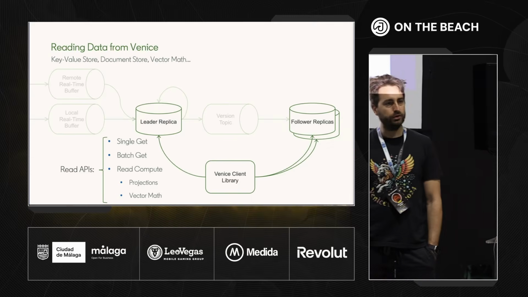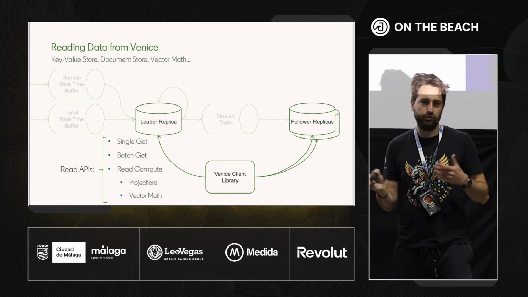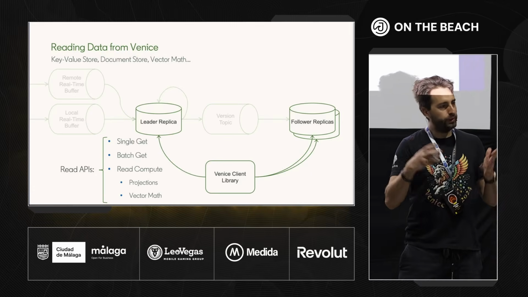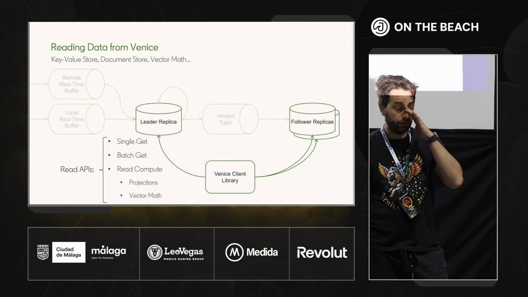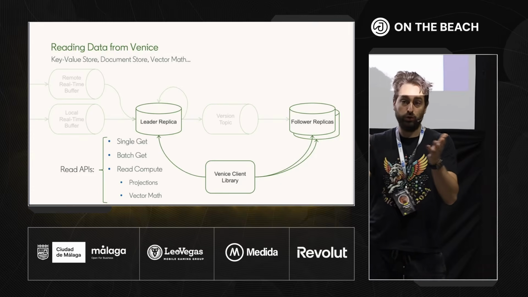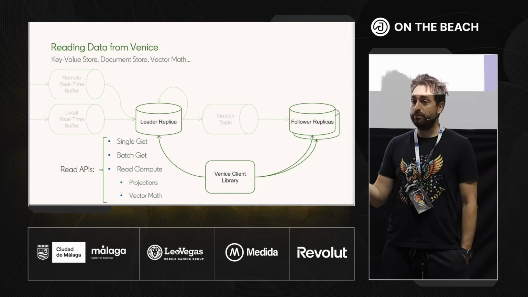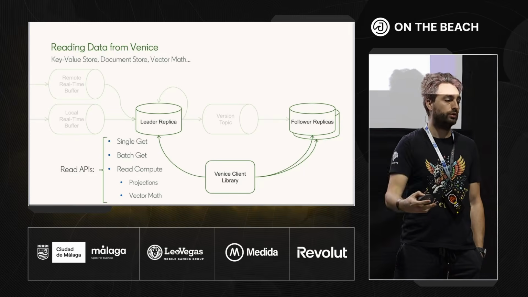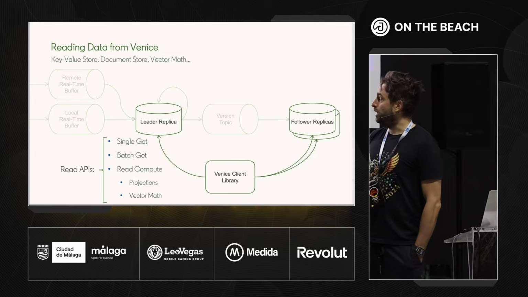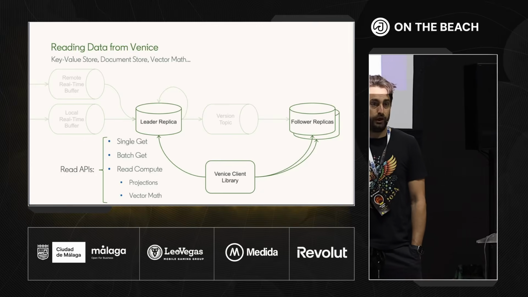The APIs that we support are a variety of paradigms. We started off as a key-value store, so we have single get, batch get. But then we added some document store-like functionality, so you can project individual fields of the records or individual columns of the rows. And there is even a little bit of vector math functions that you can push down into the server to make some ML use cases more efficient. But all that works great for more than 2,000 data sets in production today.